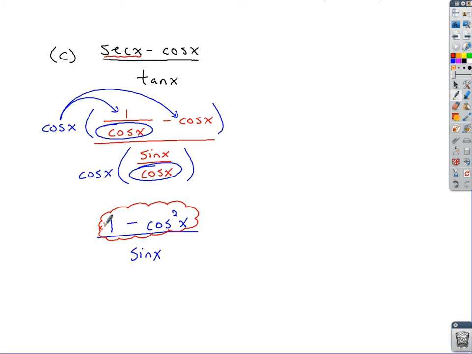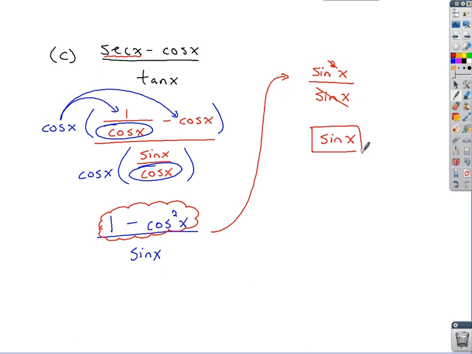1 minus cosine squared of x is equal to sine squared of x. So sine squared of x would replace the numerator. Sine of x is still in the denominator. And if I take the sine squared of x and divide that by the sine of x, basically this denominator is canceling out, leaving me with 1 sine of x on top. My answer would be just sine of x. So there's a few examples of how to simplify some trig expressions.